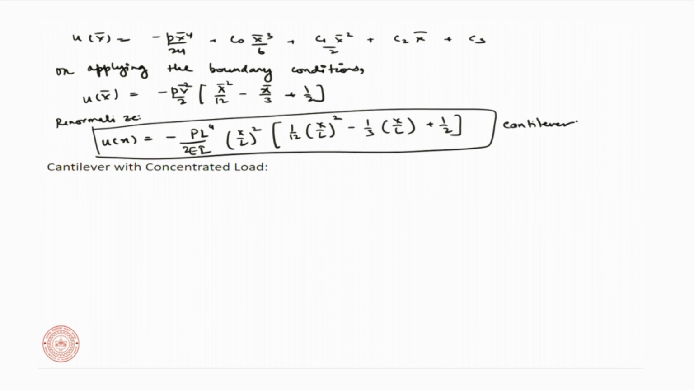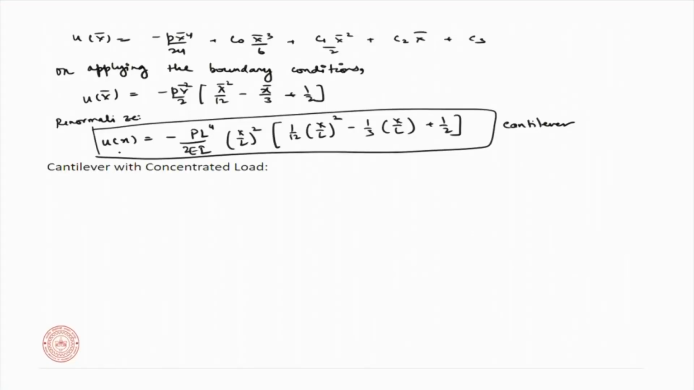You can find out that the maximum displacement for this will be when x is equals to L. So, when x is equals to L, then it is 1 by 12 minus 1 by 3 plus 1 by 2, and you can solve this value out. And again the displacement is negative because it is being pushed downwards, right. So, since it is pushed downwards, the displacement is negative.